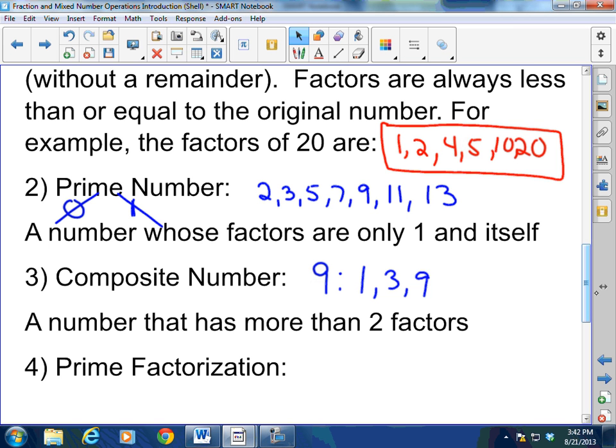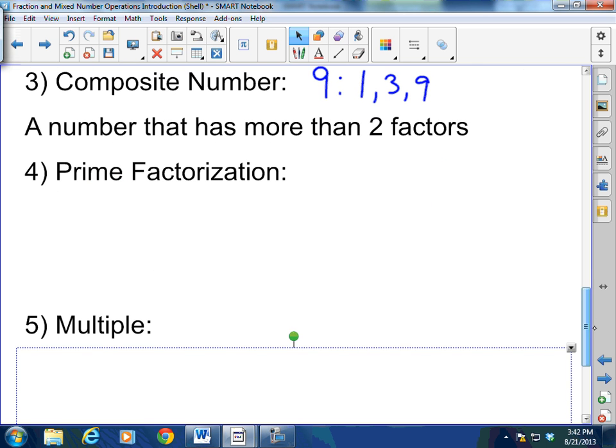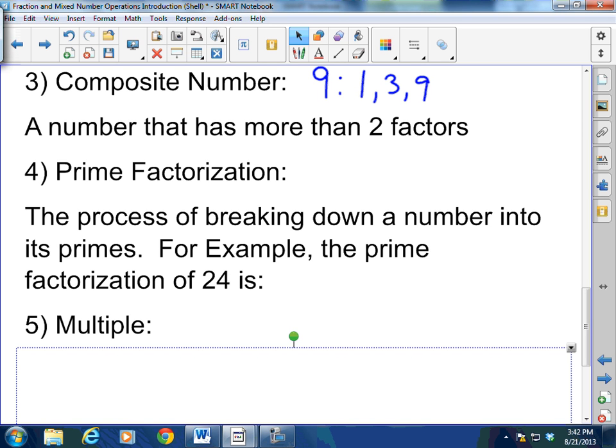Now, how does this help you? Well, the concept of prime factorization is very important. One sees that a lot when we're trying to find LCMs or trying to simplify fractions. It is the process of breaking down a number into its primes. For example, the prime factorization of 24 is, let's check it out. We take 24. To find the prime factorization, I want to break it down into its primes.